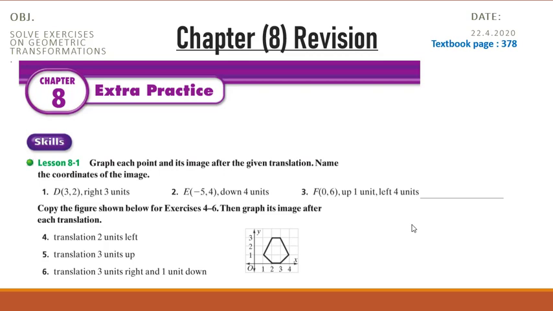And the first question. The question is: graph each point and its image after the given translation. Name the coordinates of the image. Okay, I'm not going to do the graph. I want you just to give me the coordinates of the image of the first one, D, 3 and 2, with translation to the right 3 units.